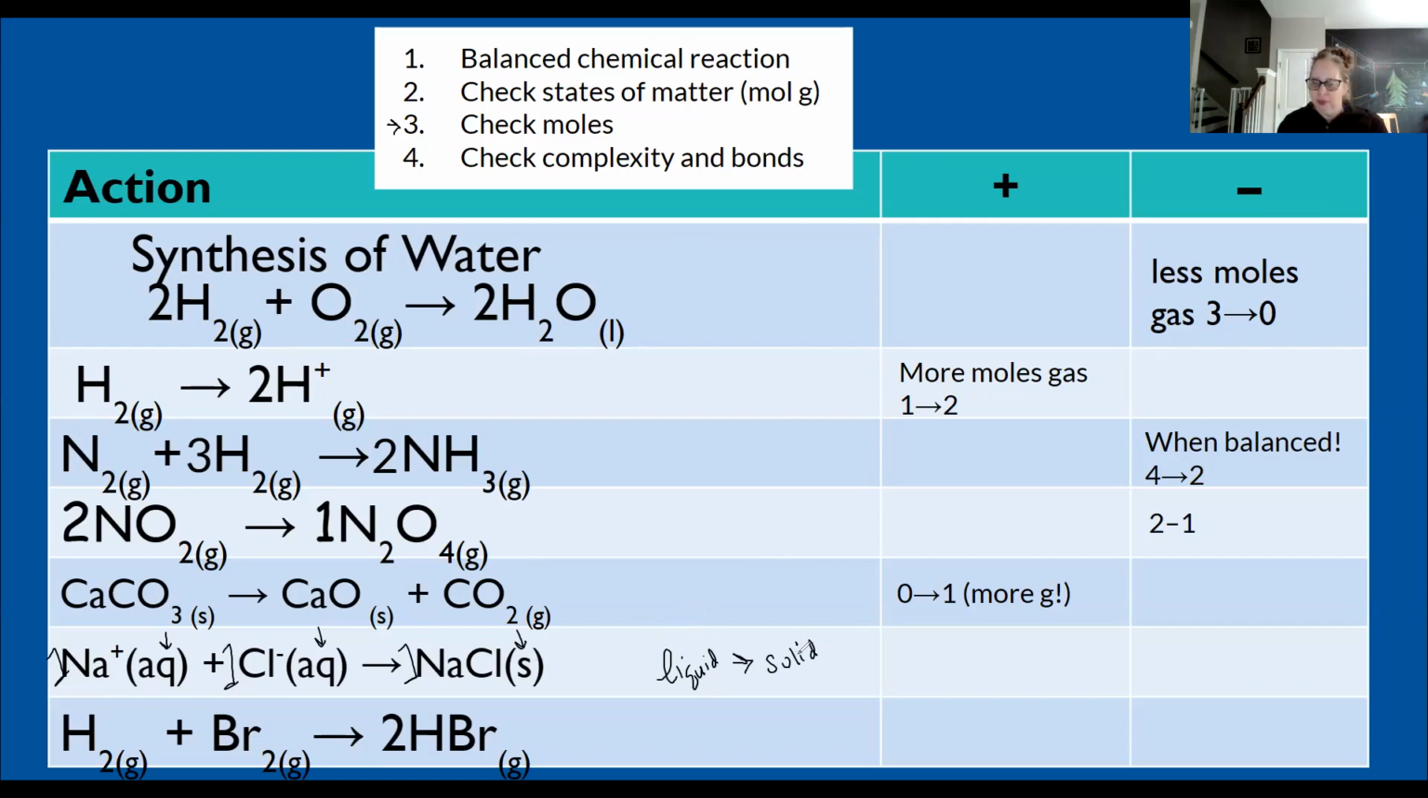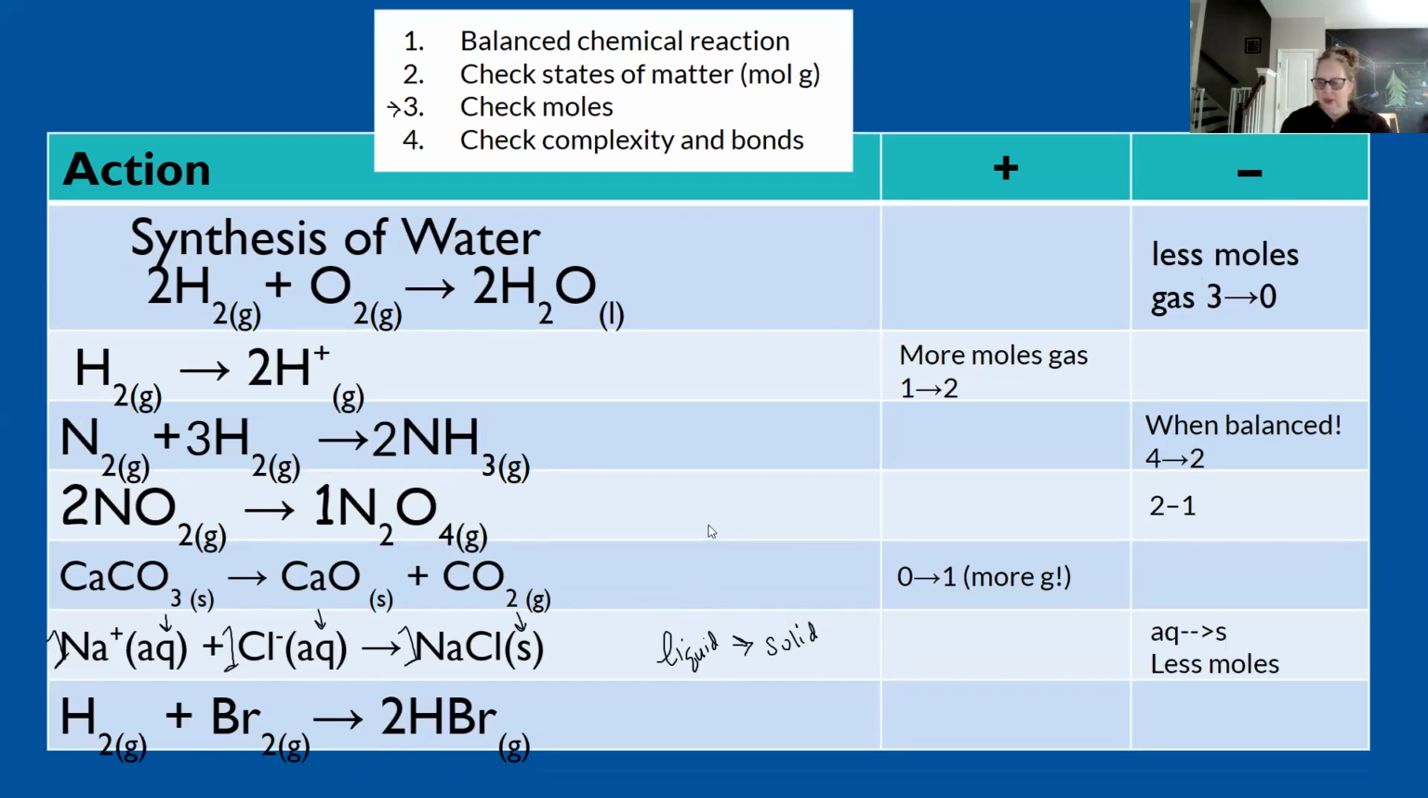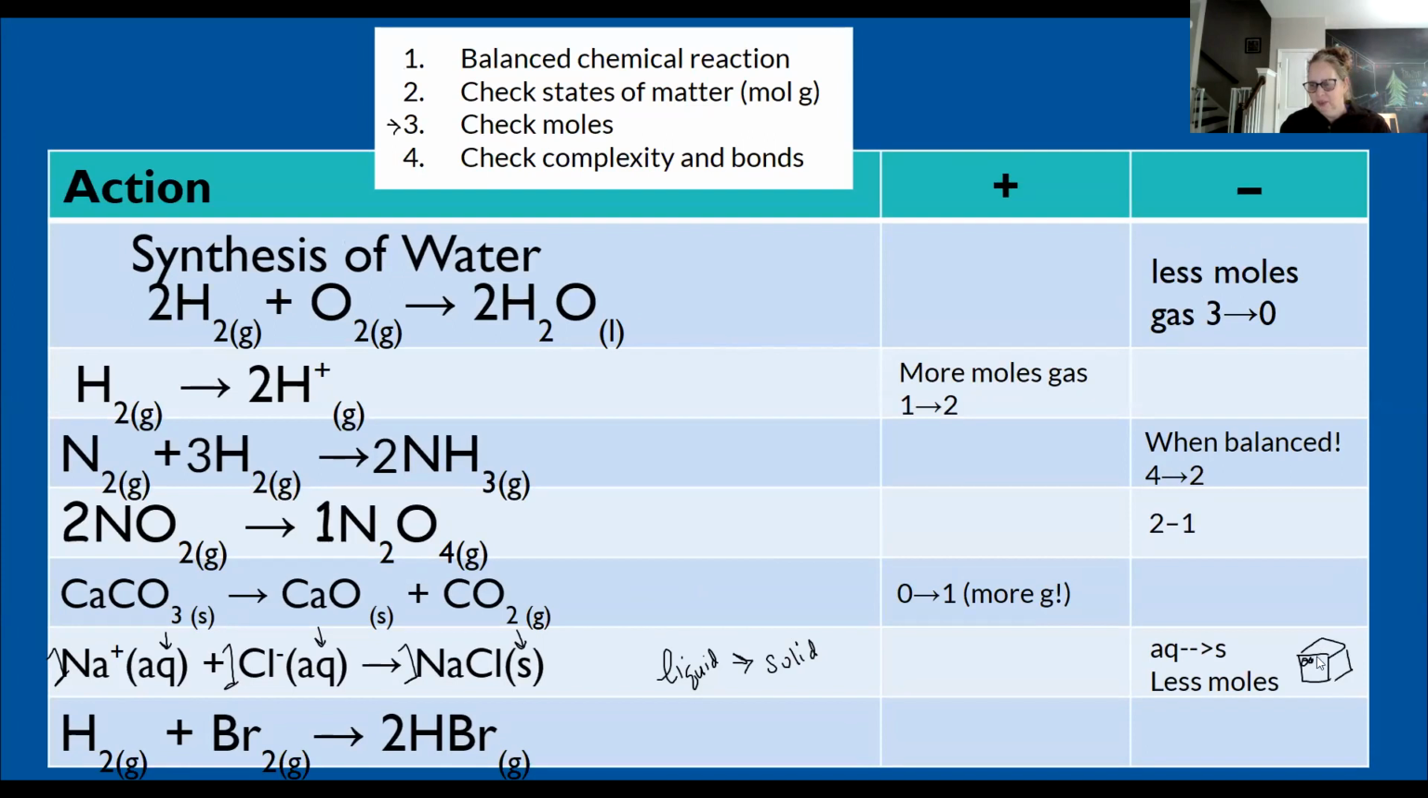So if I'm going from a liquid to a solid, I'm getting less disorder, less entropy, less chaos, because that sodium chloride is going to be that perfect little salt structure with that alternating negative and positive all throughout the cube. So that kind of makes sense, right? The solid is the most orderly, so it's the least disorderly.